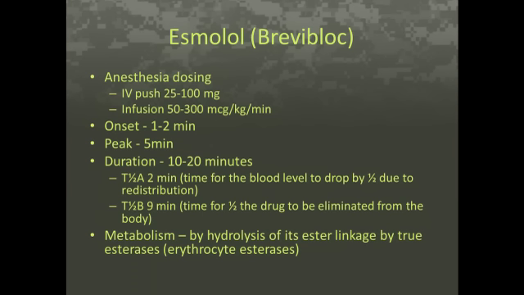As for its elimination, the T1/2 alpha is only about 2 minutes. Now, this is the amount of time required for the level in the blood to fall by 1/2 related to redistribution. Its T1/2 beta is about 9 minutes. Now, this is the amount of time for half the drug to be actually eliminated from the bloodstream and also from the body. Its metabolism is through erythrocyte esterases.